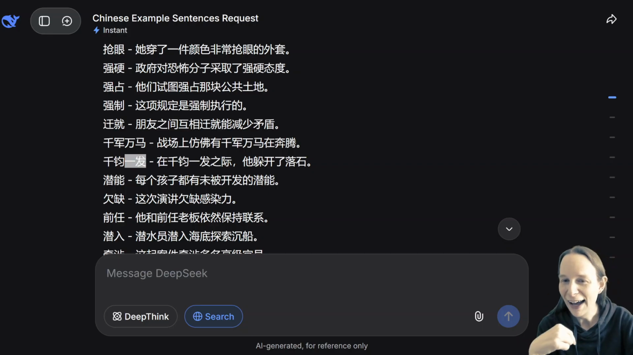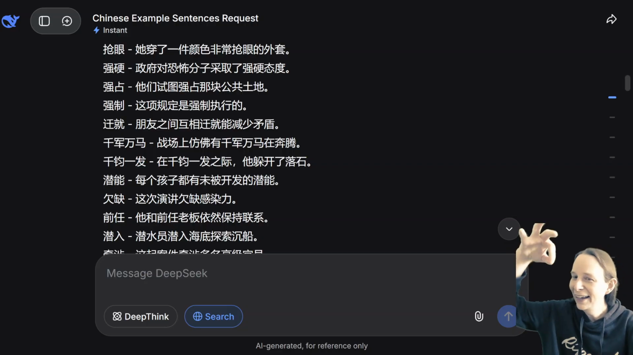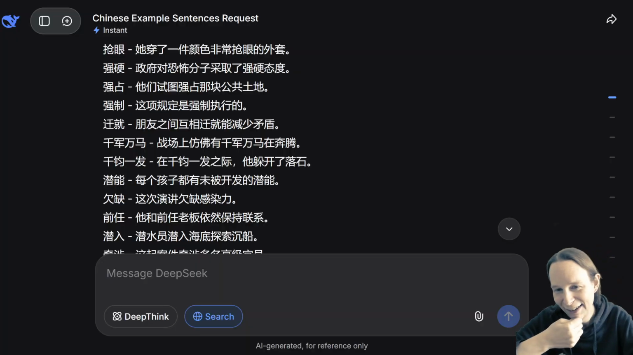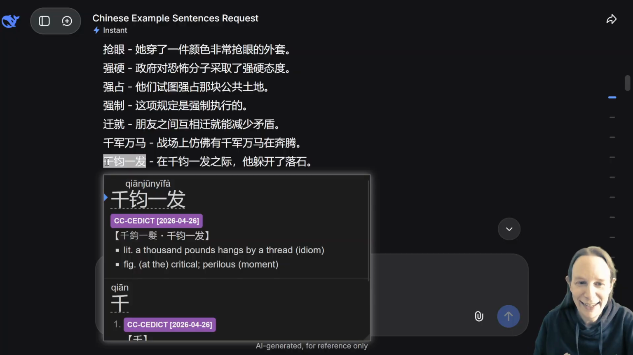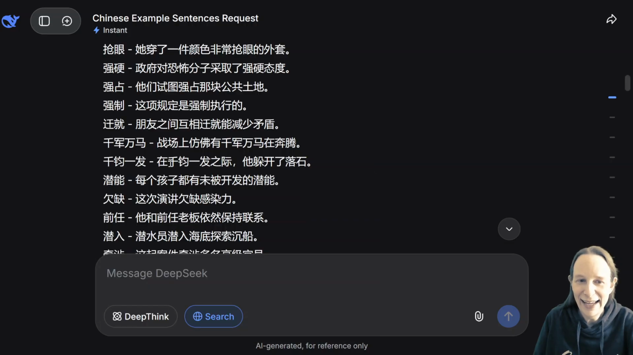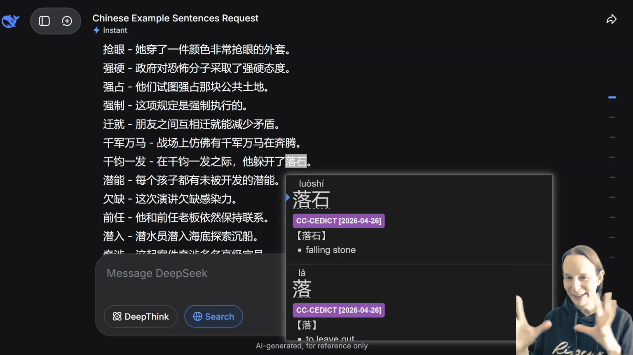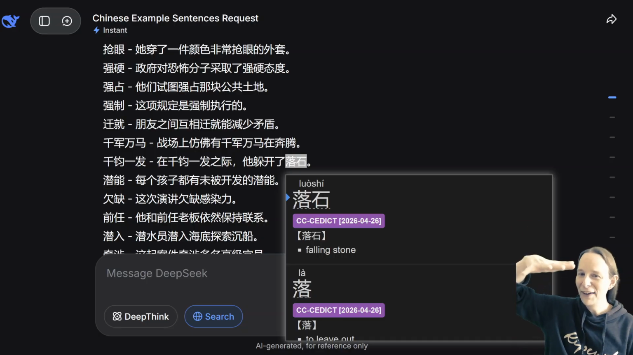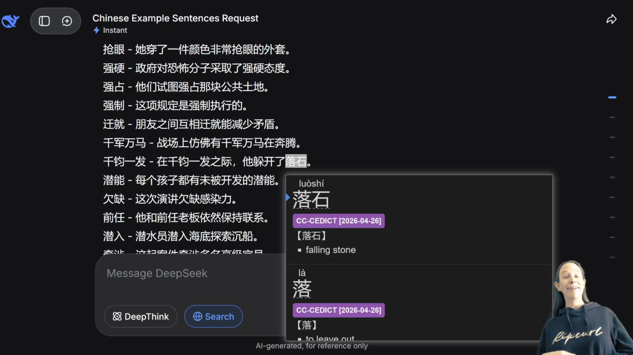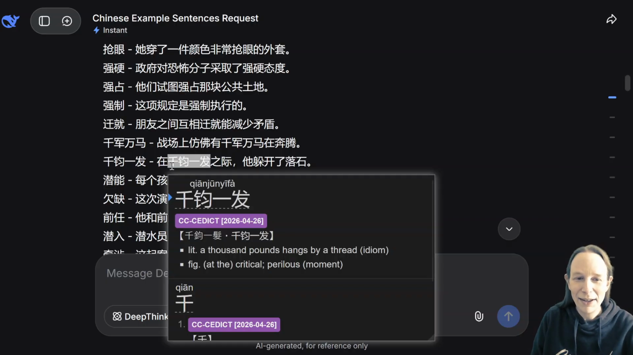This fa is 头发, the fa. So hanging from a single hair. So it represents a highly precarious situation. 千钧一发. Yeah, perilous, critical situation. 在千钧一发之际. So 之际 is like at the moment of, or at that time. 他躲开了落石. So dodged falling stone. So at this critical point in time, the stone fell. It's like dodge. Whoa, all right. It was rather perilous.